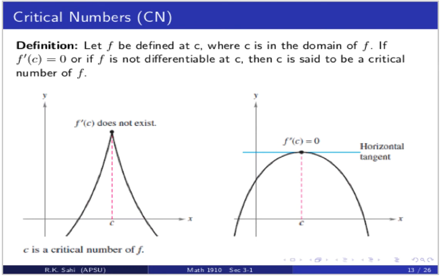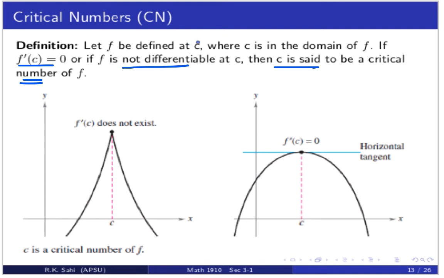So what's a critical number? It says if the function is defined at C, where C is in the domain of f, and if the derivative of the function is 0 at that point, or the function is not differentiable at C, then C is said to be a critical number of f. Very important to remember, if you have a critical number, first of all, the function has to be defined at that point. Then after that, two things can happen.